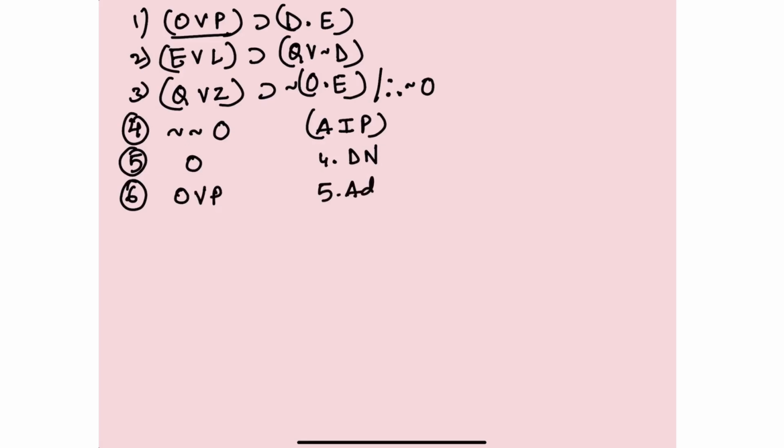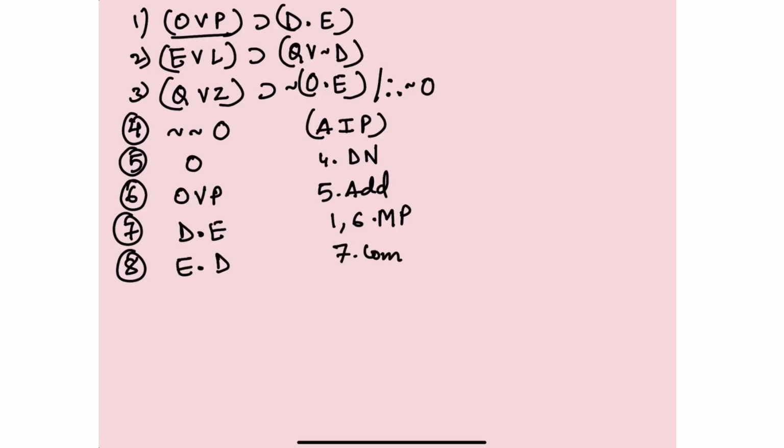In step 5 you did addition, and after that you got D dot E by using modus ponens, and then after that you get the commutation. Why are we doing commutation? Because we can do E wedge L, and E you have here, therefore we are using commutation. And then you can do simplification. In 8 you have done simplification, and then in 10 you can do E wedge L.